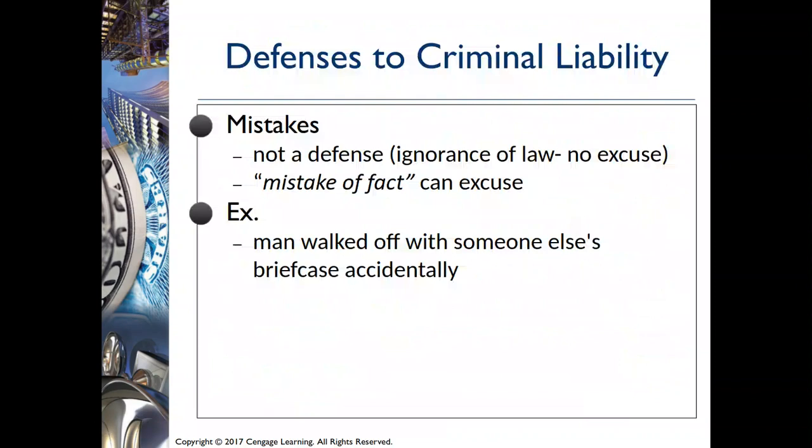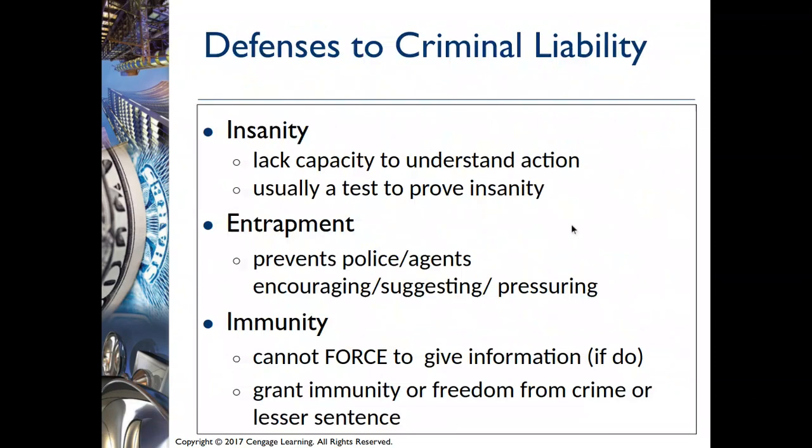Now, if you've been charged with a crime, there are some defenses. One defense would be mistake of fact. Ignorance of the law is usually not a defense, but mistake of fact can be. For example, a man walked off with someone else's briefcase accidentally. They were sitting beside each other. He didn't know it. They looked exactly alike. He could use that as a defense, and he would not be charged with the crime.